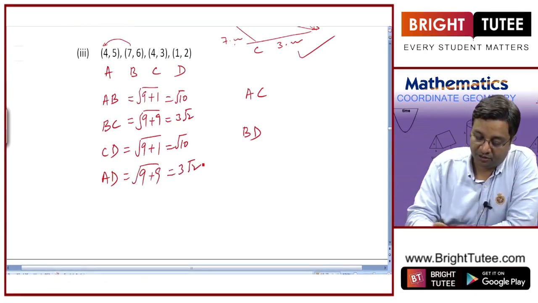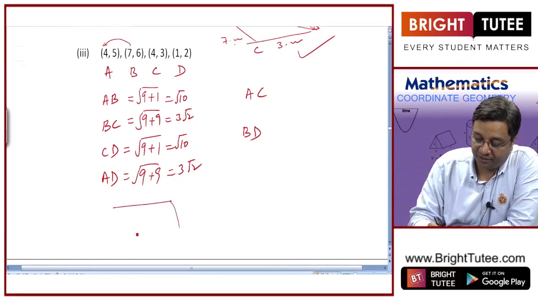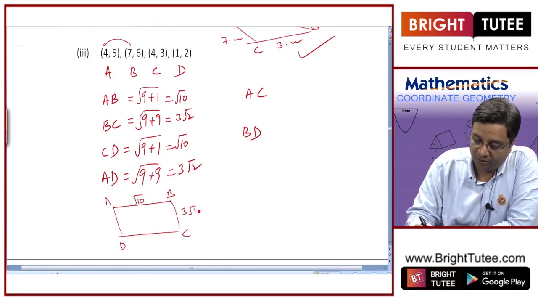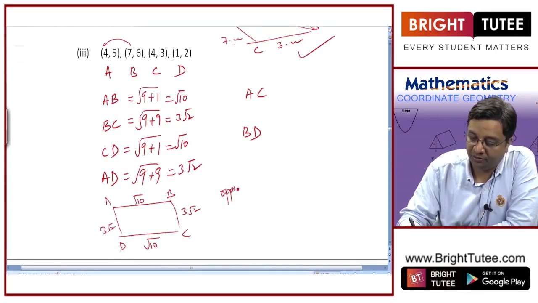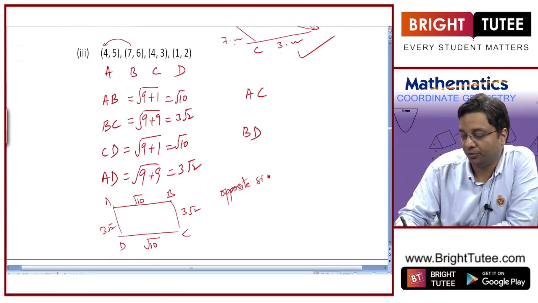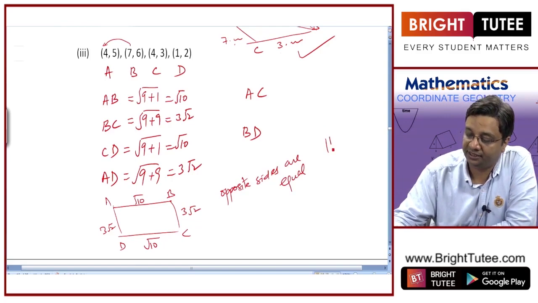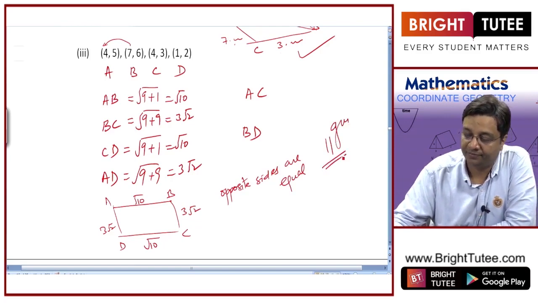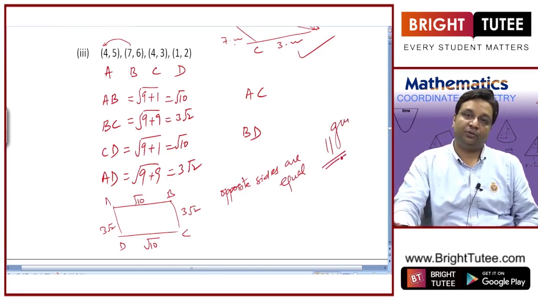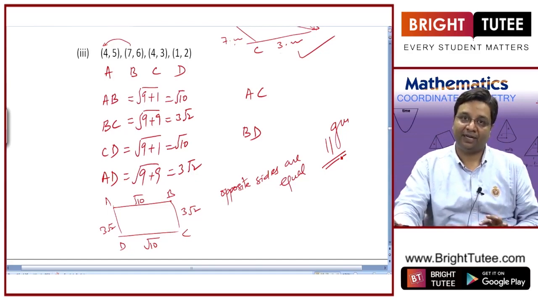So you see, if I make a quadrilateral like this, AB is root 10, BC is 3 root 2, CD is root 10, AD is 3 root 2. So the opposite sides are equal. Hence we can say this is a parallelogram, right? If the opposite sides are equal, we can say this is a parallelogram.